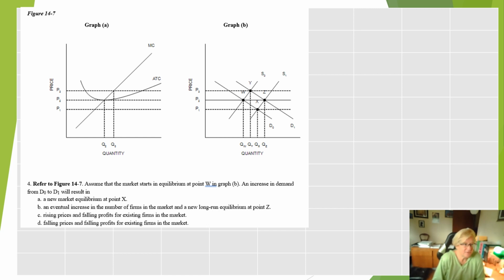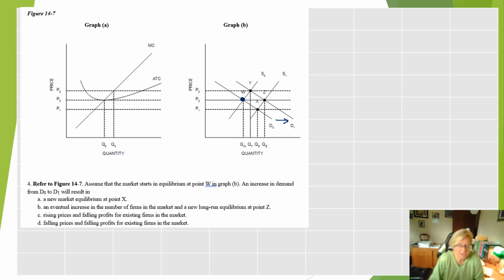Next we look at two graphs. We have graph A and graph B. Assume that the market starts in equilibrium at point W. So we're right here at point W. An increase in demand from D0 to D1. So D0 is shifting out to D1, and this is a perfectly competitive market.